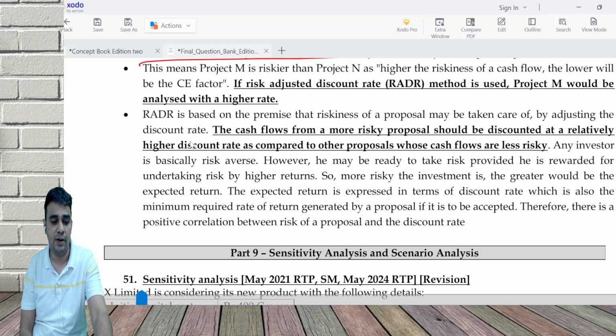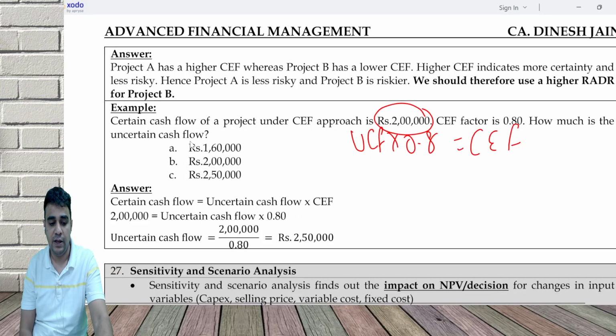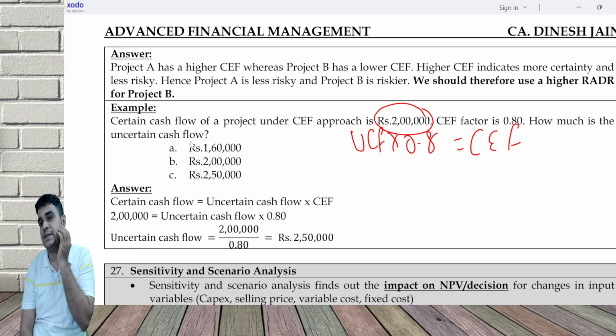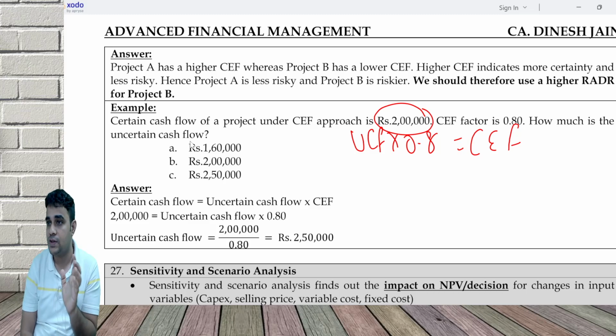It is dependent on cost of the project. If cost of the project increases, I can have trouble. If selling price reduces, I can have trouble. If units sold reduce, only adverse thing, no positive thing. We are only thinking about adverse changes. If one change happens at a time, it is called sensitivity analysis. If multiple changes happen at a time, that is called scenario analysis.